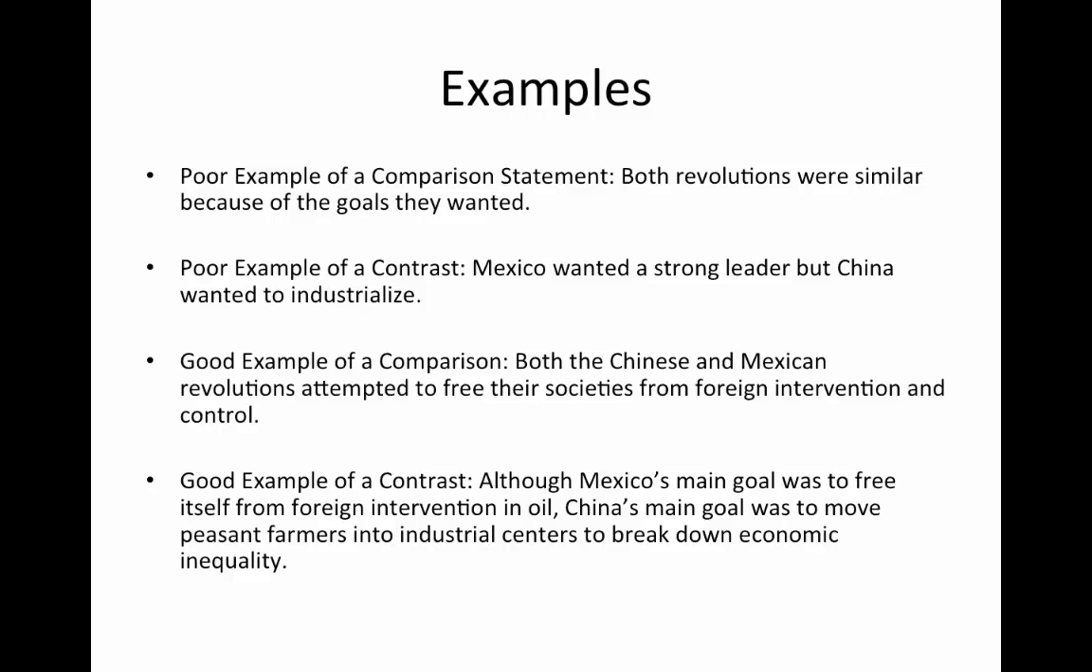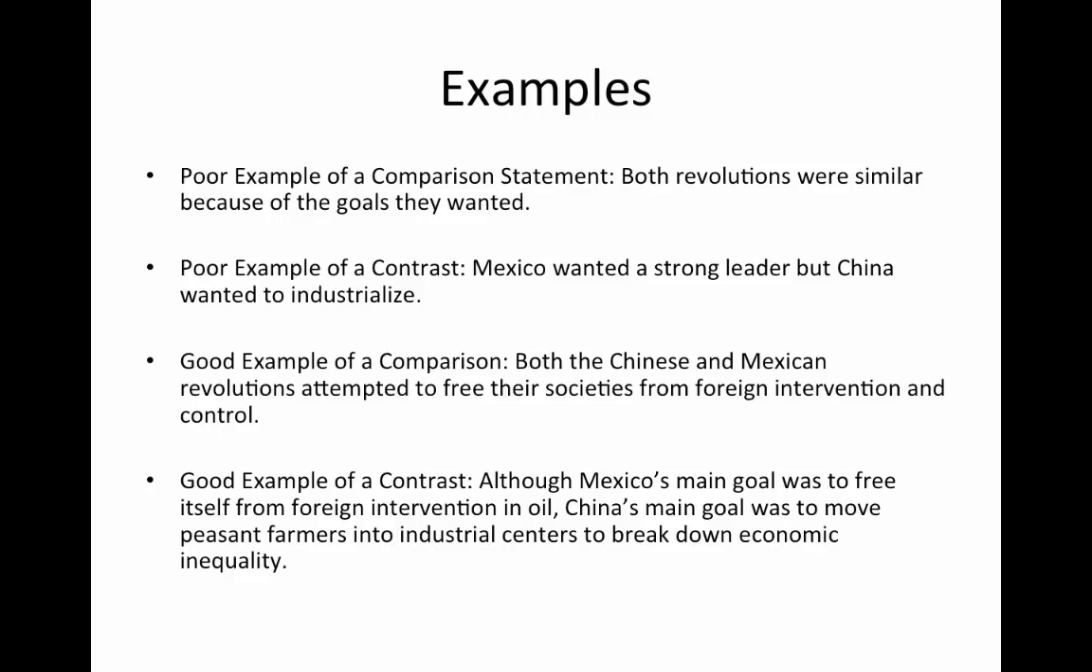So here's a good example of a comparison statement. Both the Chinese and Mexican revolutions attempted to free their societies from foreign intervention and control. Okay, notice here, this is not referencing. We're getting directly to the issue, foreign intervention and control. You can go on in your body paragraph and get plenty of examples of this. You can talk about how the U.S. and Mexico had huge influence over oil companies. You can talk about how in China, Britain had huge influence through the Opium Wars. Or you could talk about how the open door policy at the end of the 1800s had a big influence on China. So you can use a lot of examples in your body paragraphs, but at least instead of referring, you're directing me to what you're going to talk about inside of this body paragraph.